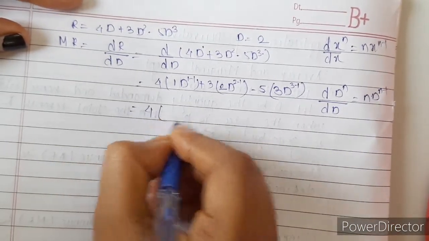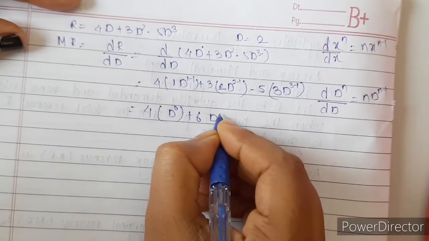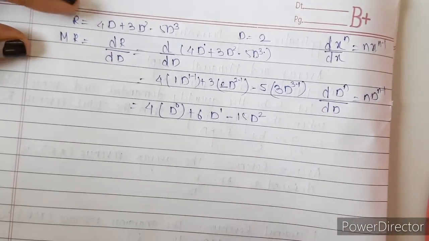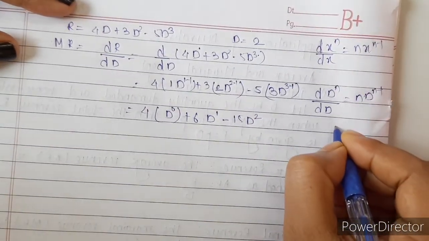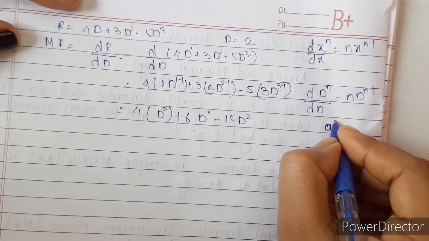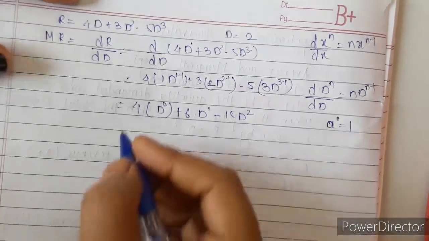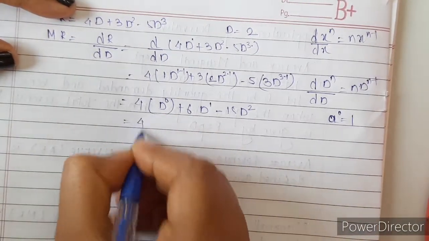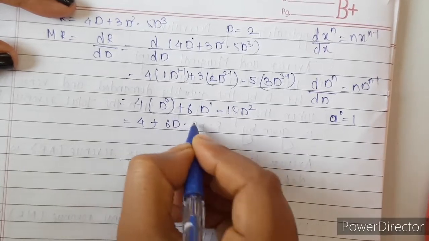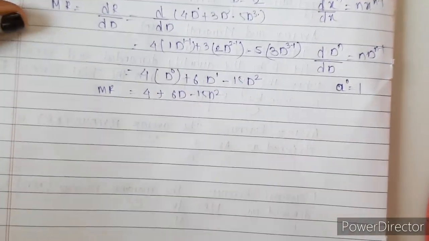So 4, this is D raised to power 0, plus 6D raised to power 1, minus 15D raised to power 2. Now we know that any number raised to power 0 is always 1. So anything raised to power 0 is always 1. So this is also 1. So we are left with only 4 here. Then this is 6D minus 15D square. This is marginal revenue or change in revenue.